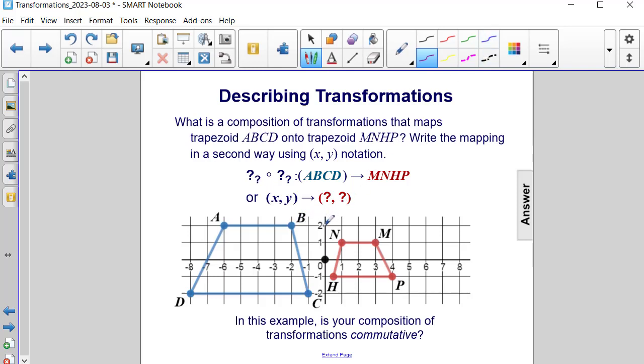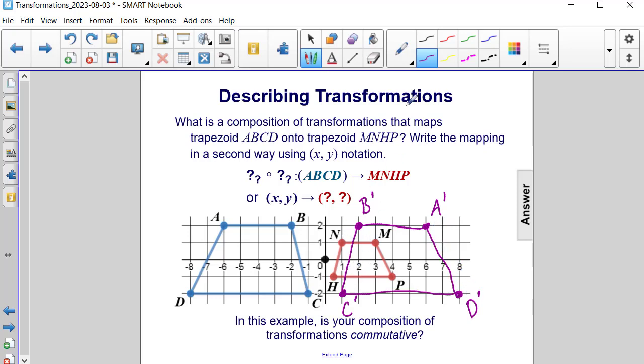So 1, 2 with B, so we have to go 1, 2 again. So this will be where B prime is, or a middle step. For A, we have to go 6 units to get to the y-axis, so we have to go another 6 units. So this will be A prime. And then for C, we have to go to the right 1 unit to get to the y-axis, so we have to go to the right 1 more unit. This will be C prime. Now for D, we have to go 8 units, so we have to go 8 units again. So here's our middle step.